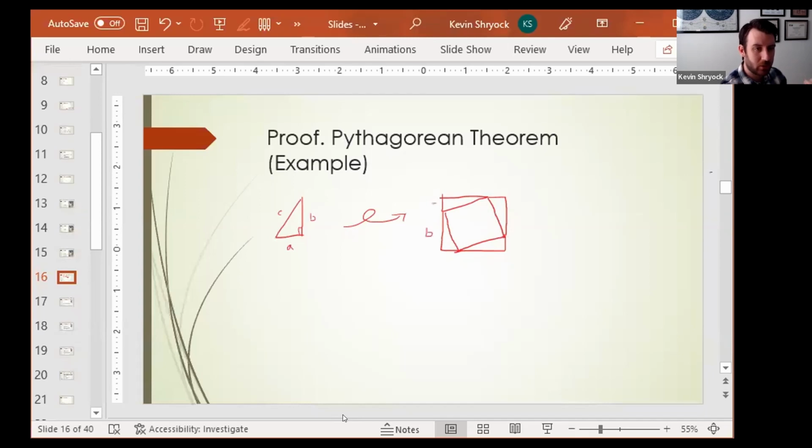We've got the long side B, the short side is A. So that means this is B and this is A, and this is B and this is A, and this is B and this is A. And on the inside, we've got C.